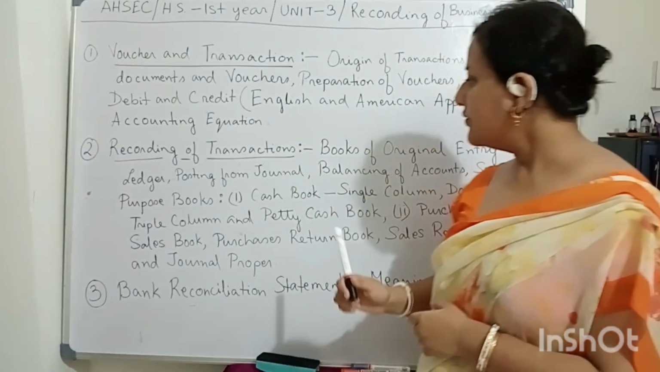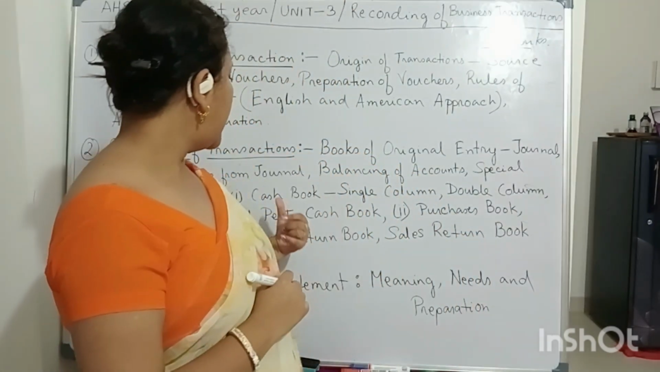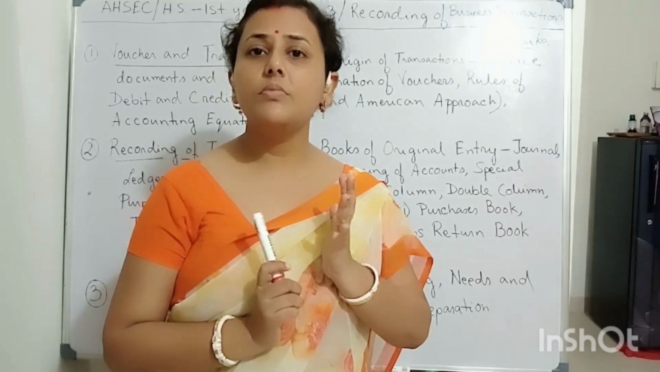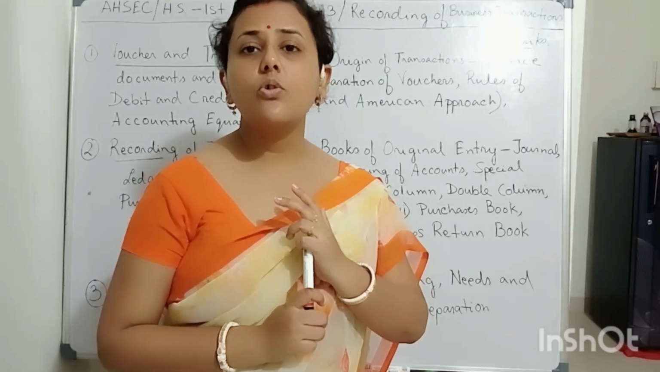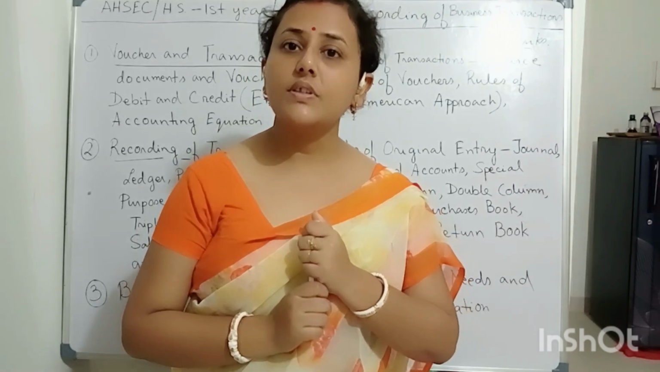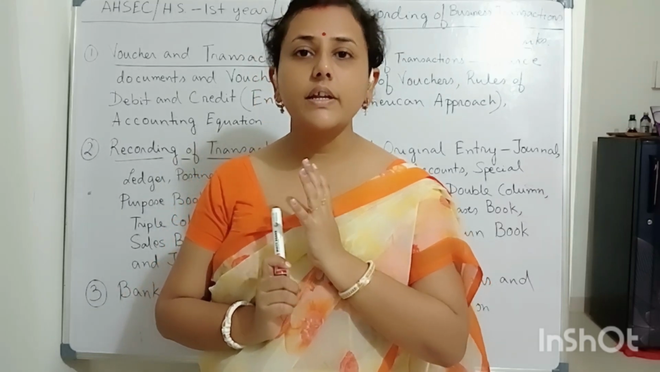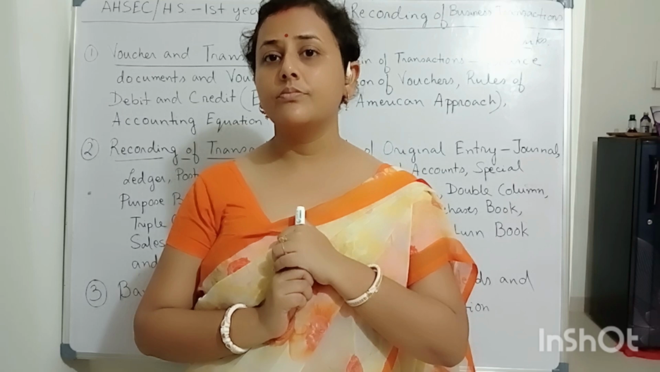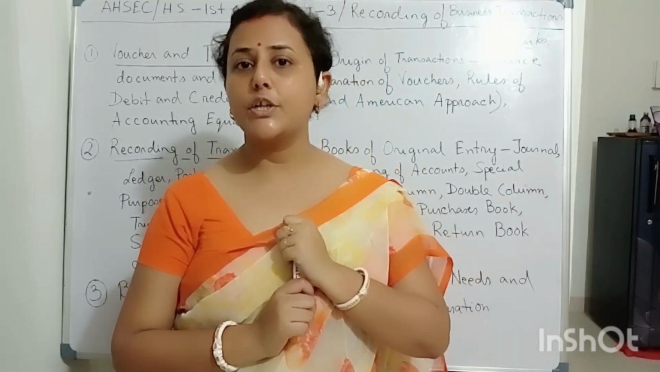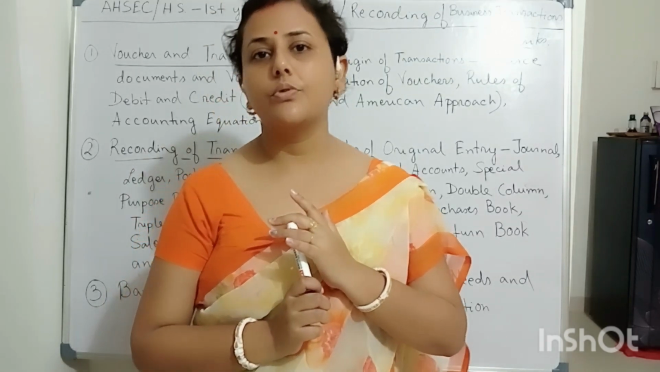Then you see special purpose books. Special purpose books are what? Cash book. Cash book can be single column, double column, or triple column. Single column cash book means it will contain only the cash column. Double column cash book means it will contain cash and bank columns. Triple column cash book means it will contain cash, bank and discount columns. So you have three books under cash book: single column cash book, double column cash book and triple column cash book. Got it?